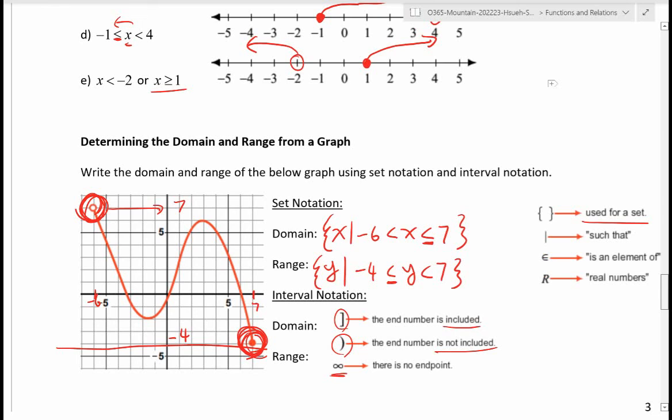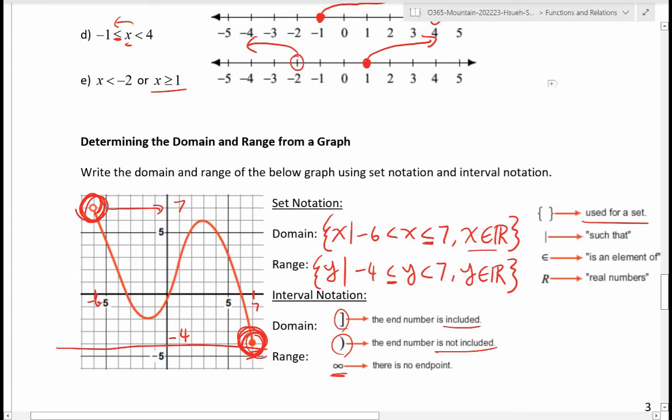I should probably include that x is an element of all real numbers here, and here y is an element of real numbers. Recall real numbers are just any numbers that we learned so far, including fractions, decimals, and radicals, and so on. To be honest, I'm not too worried about this, but I think most people do include them, so I'll do the same. Sorry, I forgot about that.